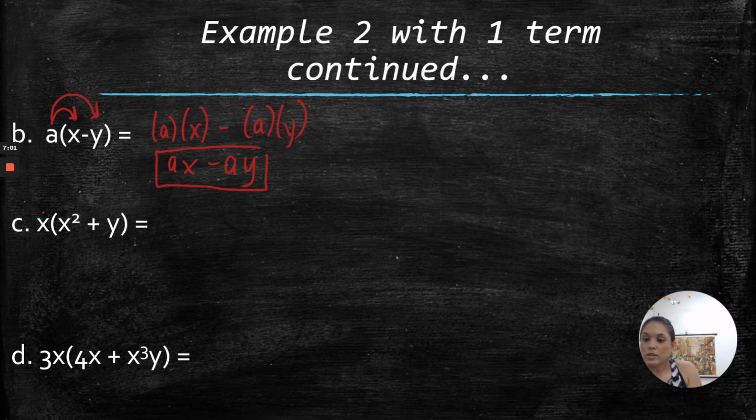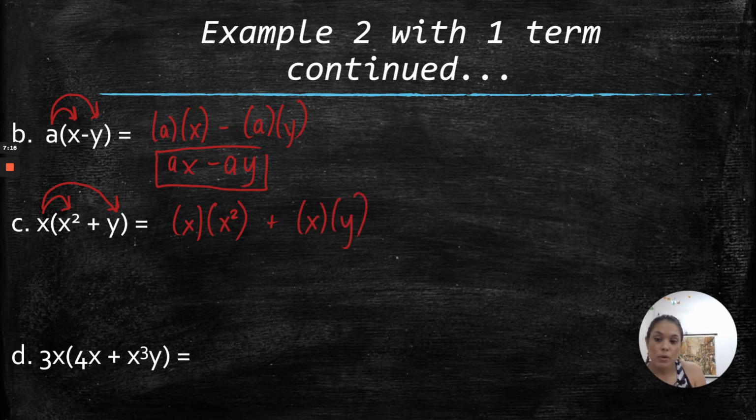Okay, now let's distribute this x times (x squared plus y). This is x times x squared plus x times y. Now the bases are the same. Remember, when there's not a number, we can assume that that is x to the first power. Let's add those exponents. So 1 plus 2 equals 3. This is x cubed plus xy.